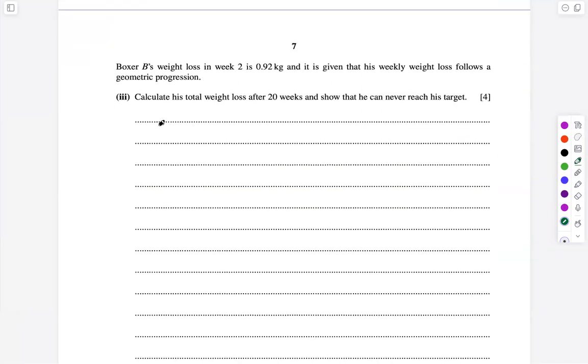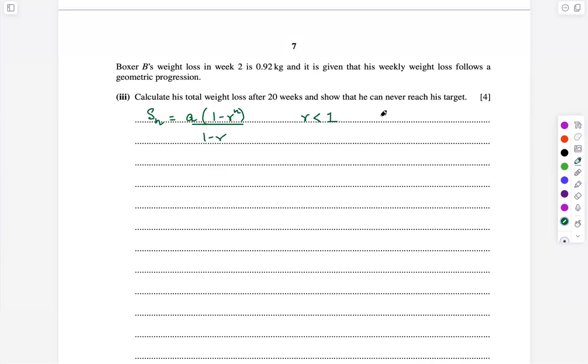In part 3, it says boxer B's weight loss in week 2 is 0.92, and it is given that his weekly weight loss follows a geometric progression. Part 3 says calculate his total weight loss after 20 weeks and show that he can never reach his target. So as it is a geometric progression, the sum of n terms is given by a into 1 minus r to the power n upon 1 minus r, in the case where r is less than 1.